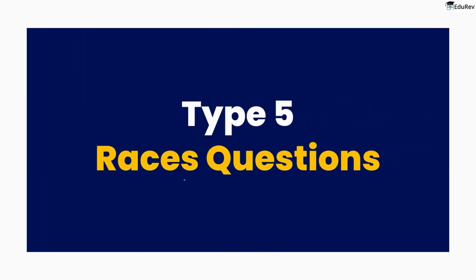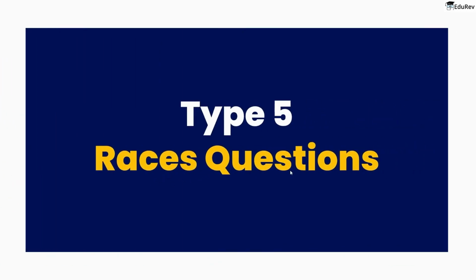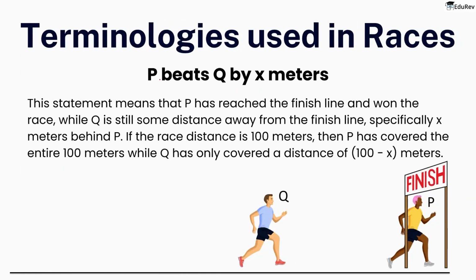The final type of questions are based on races. Before diving into questions, let's look at some terminologies used in races. P beats Q by X meters. This statement means that P has reached the finish line and won the race, while Q is still some distance away from the finish line, specifically X meters behind P.